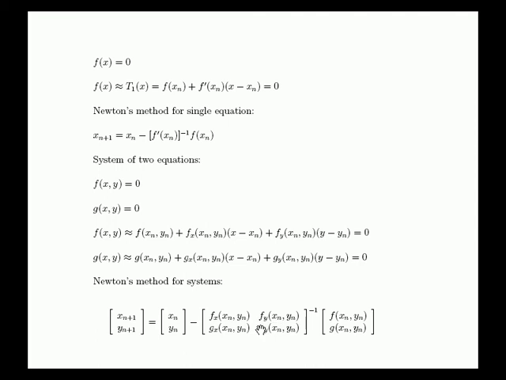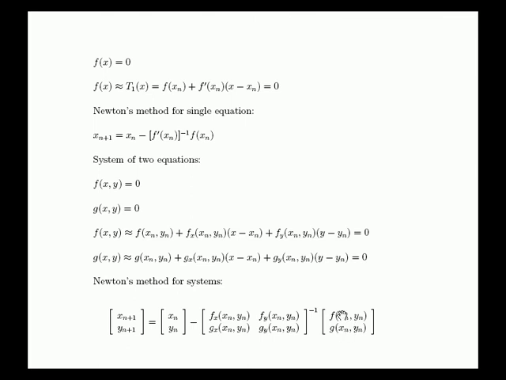So you can see that looks a whole lot like Newton's method for a single equation. Normally we write this as f of xn over f prime of xn, but I wrote it as f prime to the minus 1 to make it look more like the systems. So basically the new vector is equal to the old vector minus the derivative inverse times the function.